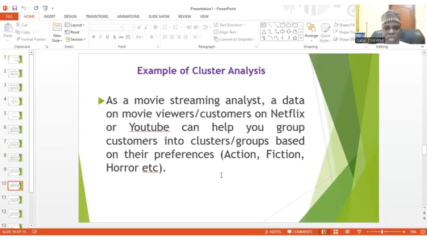Another example is movie streaming analysis that collects information or data on viewers on Netflix or YouTube. This information collected on customers or viewers can help the analysts in grouping the viewers or customers into groups based on their preferences. Either they like an action movie or fiction movie or horror movie.